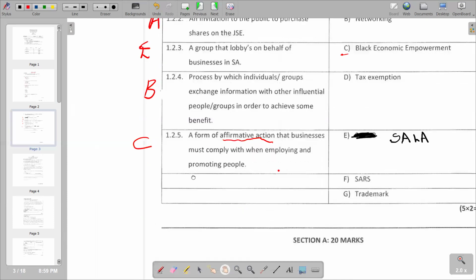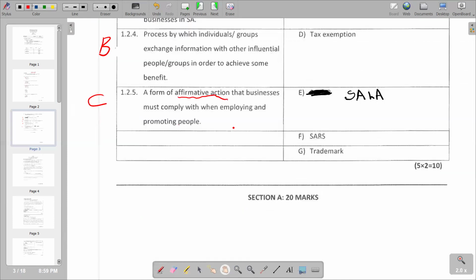And this marks the end of our section A. Let's take note that our section A had 20 marks. So this is what we have.